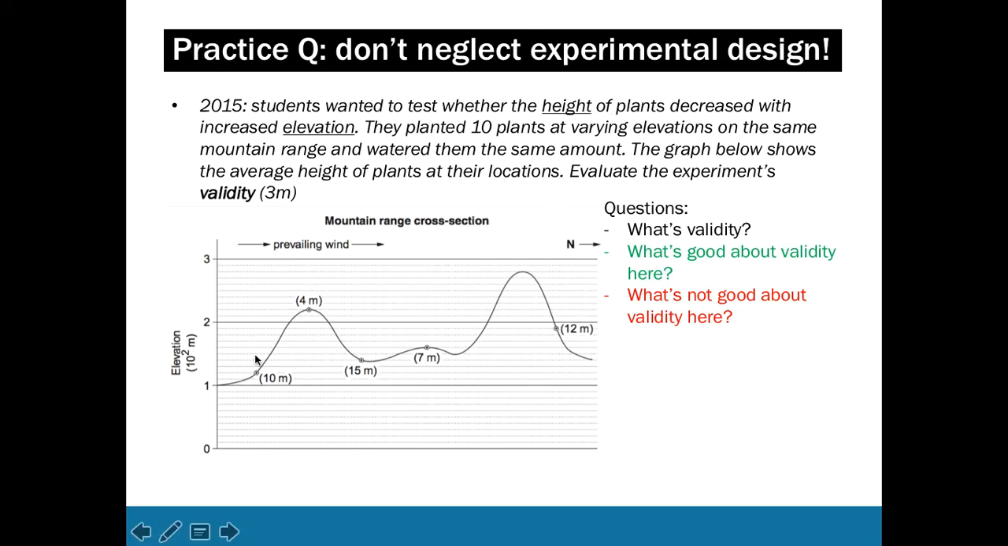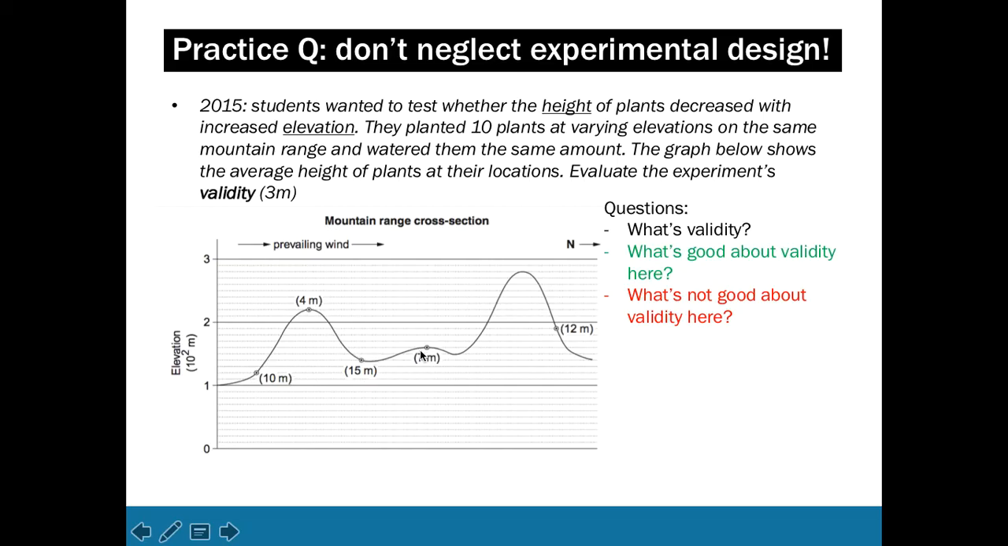So we've got 10 plants at varying elevations on the same mountain range and watered them the same amount. So that's good about validity because we're controlling some variables by making sure it's the same mountain and the same water. There's one really obvious thing that's not good about validity here, but you've got to look carefully to see it. And that is, right over here in the top left-hand corner, sneaky, the prevailing wind.